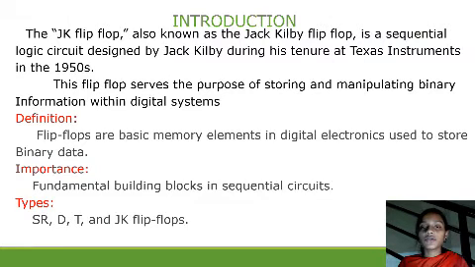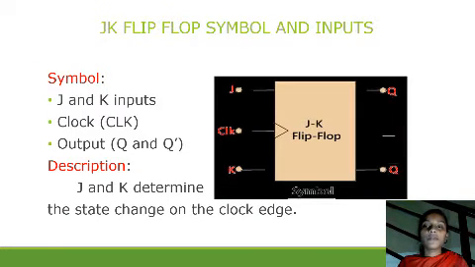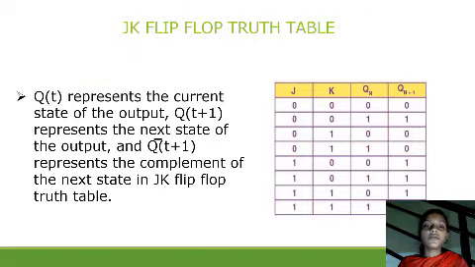Next, we are moving to the JK flip-flop overview. Here we can see the diagram of the JK flip-flop. It is a versatile flip-flop that overcomes the limitations of the SR flip-flop. Comparison: unlike SR, it has no invalid state. And next we are moving to the JK flip-flop symbol and inputs. Symbol: J and K are the inputs and the outputs are Q and Q dash. Description: J and K determine the state change on the clock edge. Next, we are moving to the truth table.